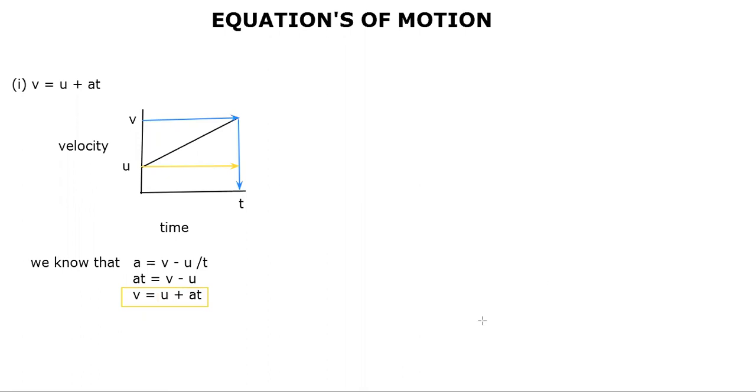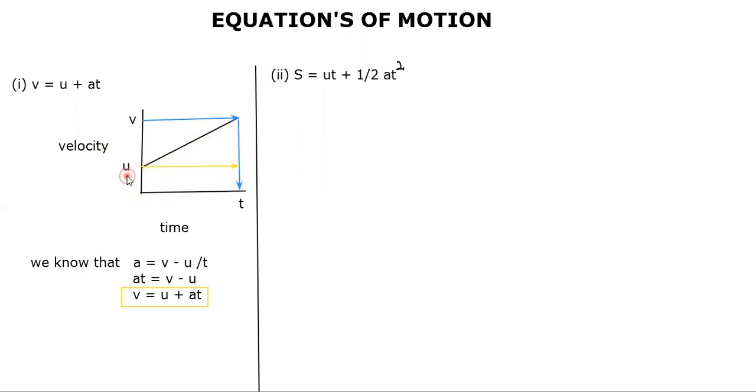Now we are going to prove the second formula. In the second formula, we have to prove s equals ut plus half at square. s is distance. If you have seen the last video on velocity time graph, we wrote a note that distance traveled by a body is equal to the area under the graph. So if I want to calculate distance, that is s, and if you see the diagram, the area under this line is a triangle and a rectangle. So to find the distance traveled by this body, I have to add the area of this triangle and the area of this rectangle.